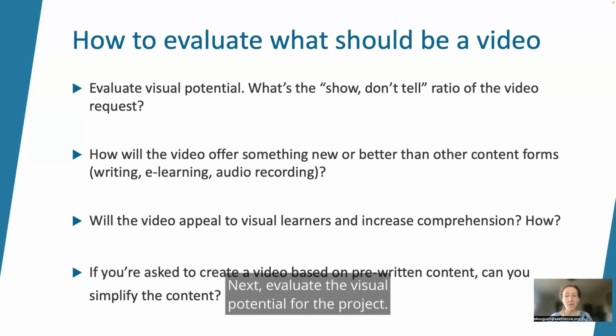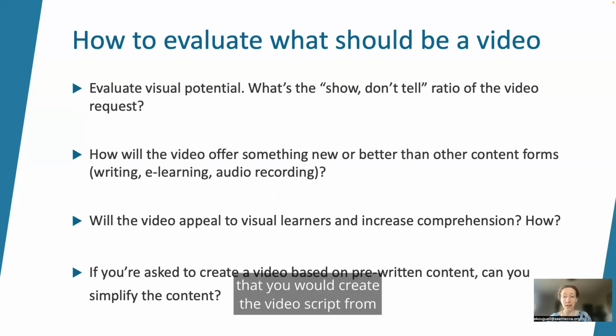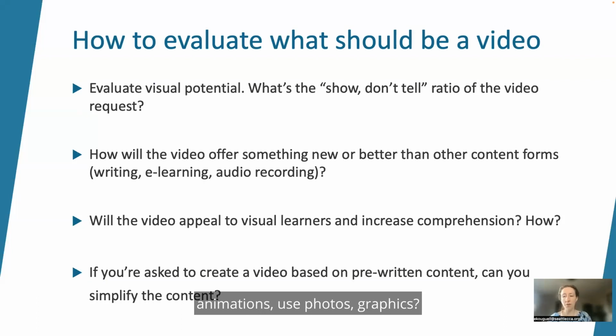Next, evaluate the visual potential for the project. What's the show-don't-tell ratio of the project? Ask the video requester for content that you would create the video script from, and go through it and see what type of visual potential there is. Can you capture footage, create illustrations, animations, use photos, graphics?